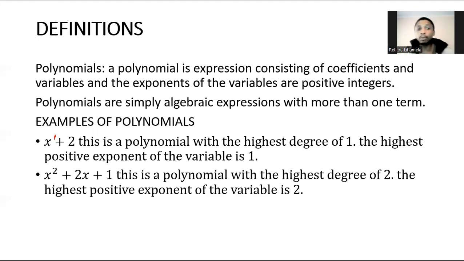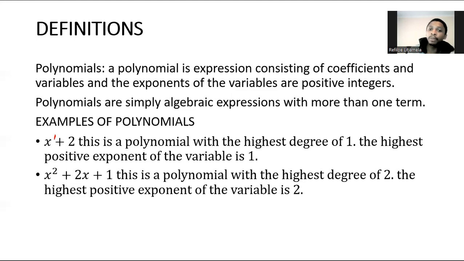Now, the first one, we normally call it a binomial because it's a polynomial with two terms. Bi means 2, okay? Note that there are two terms that are separated by plus or minus, and they're not like terms, so we can't add them. The second example is x squared plus 2x plus 1.